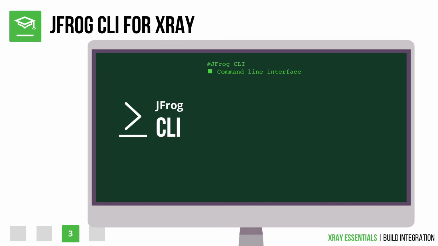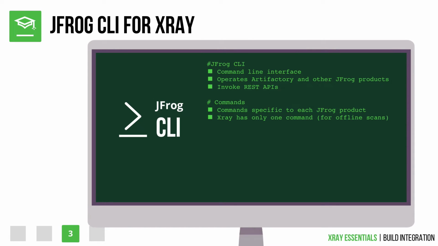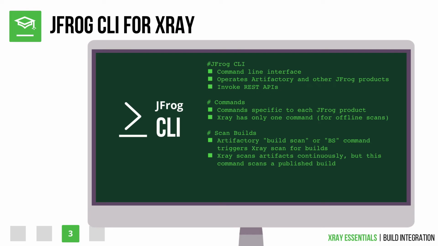JFrog CLI is a command line interface for operating Artifactory and other JFrog products. It can be used to invoke REST APIs and execute functions against those APIs. A list of commands is provided for each of the JFrog products. Xray only has one command, and that's for running offline updates. But in the list of commands for Artifactory, the build scan or BS command prompts Xray to scan a build. While individual artifacts are scanned continuously, this command is for scanning all the components of a published build.